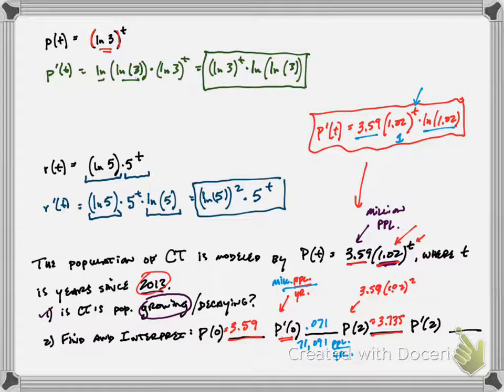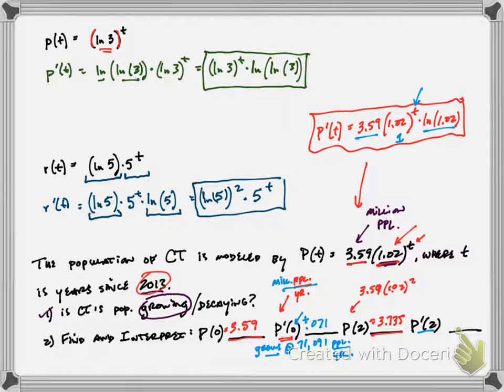And we know that this is growth, so it's growing at 71,091 people per year in 2013. That was its rate of change. We know it's growing because it's positive. If the first derivative had been negative, then it would have been not increasing but decreasing. And so again, we'd say in the year 2013, Connecticut's population was growing at 71,000 people per year, approximately. All right, P prime of 2.